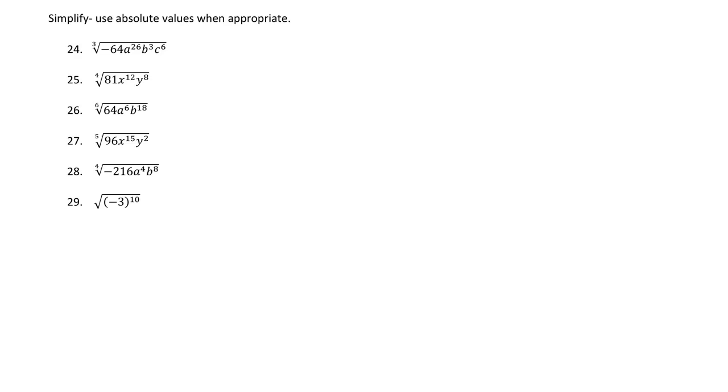Okay, so this set is where I'm going to worry about the absolute values. Remember, an even index with an even exponent underneath gives me an odd answer, so it needs my absolute value. Number 24 is a cube root, so I don't have to worry about it. The cube root of 64 is 4, so the cube root of negative 64 is negative 4.